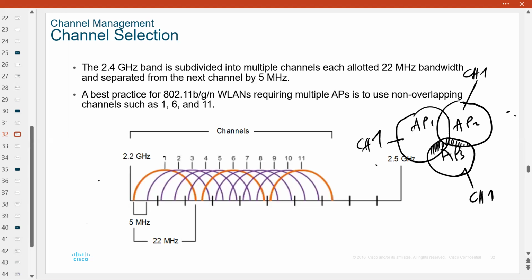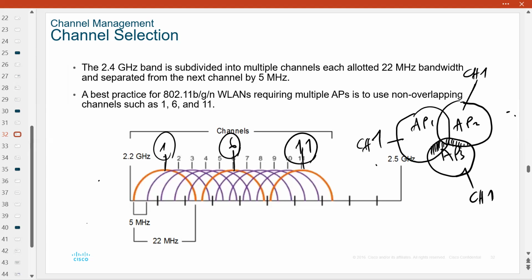Communication will be affected in those areas because channel 1 from access point 1, access point 2, access point 3, they interfere. So if you are using multiple access points, you need to use what we call non-overlapping channels. The non-overlapping channels that we have here are 1, this orange one, 6, and 11. These are called non-overlapping channels.